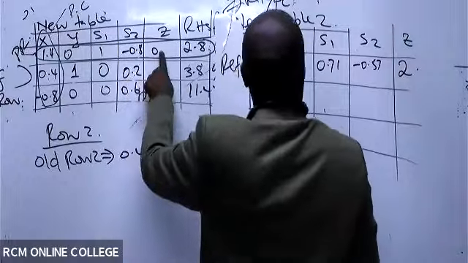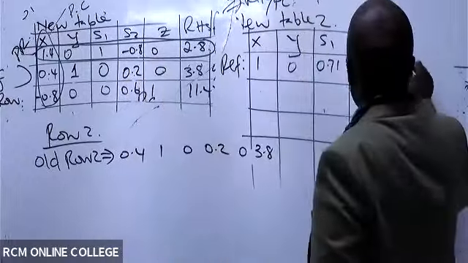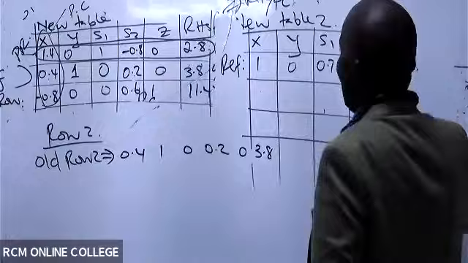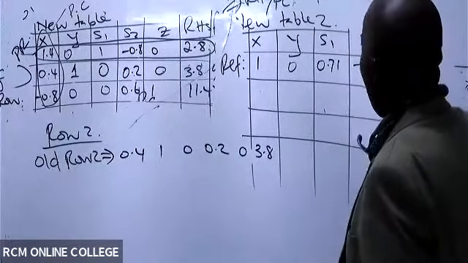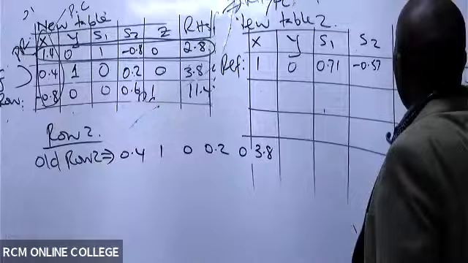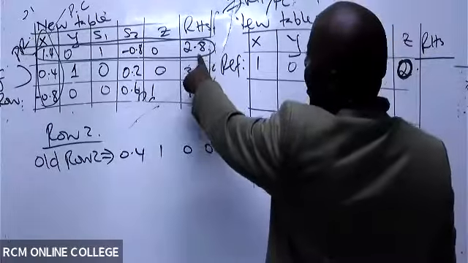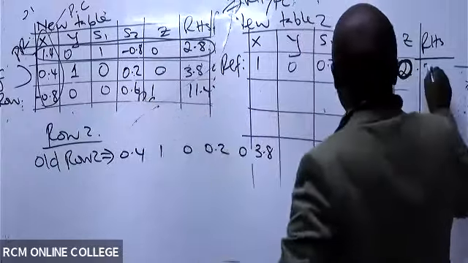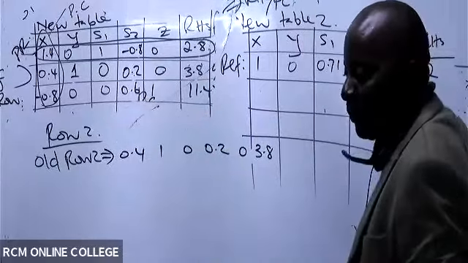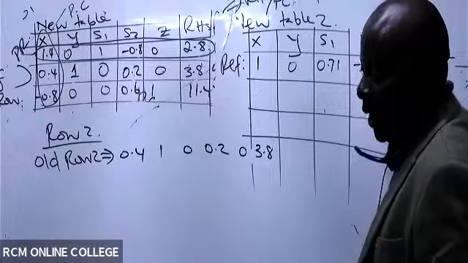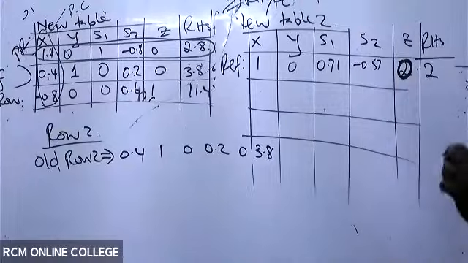and then Z will be 0. Z will be 0. And then we have here right-hand side. Right-hand side will be 2.8 divided by 1.4, which gives us 2. Is this okay now? Thank you so much.